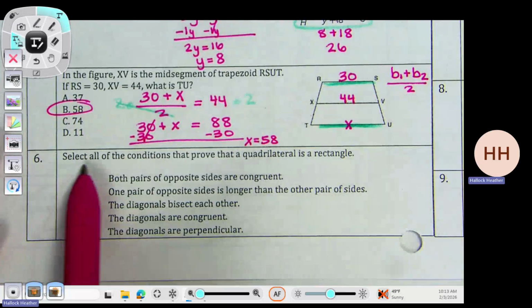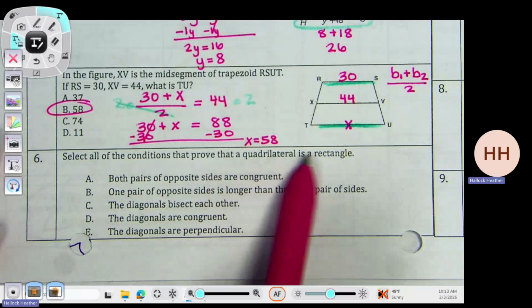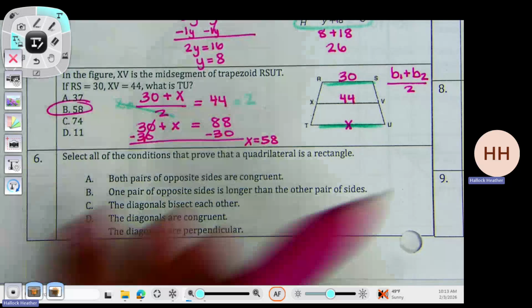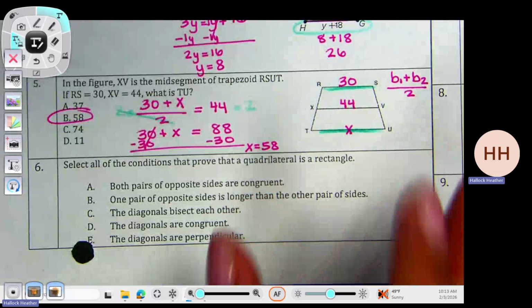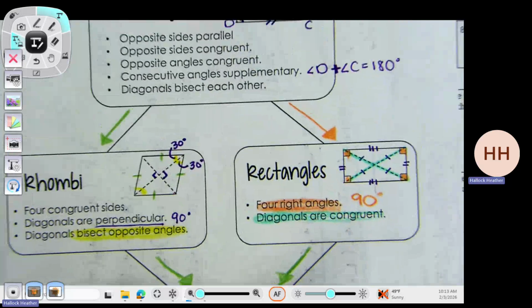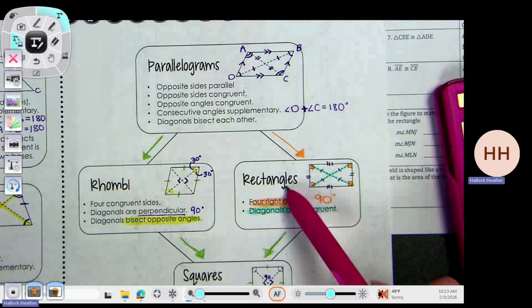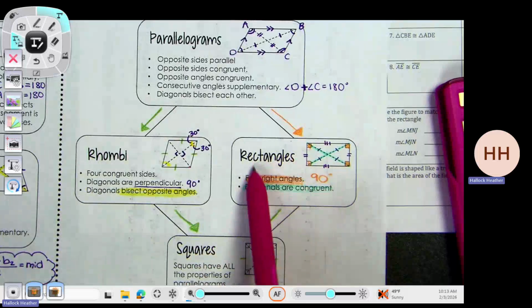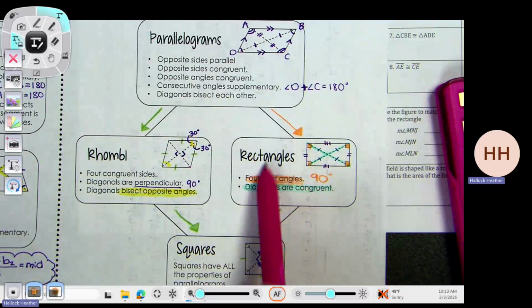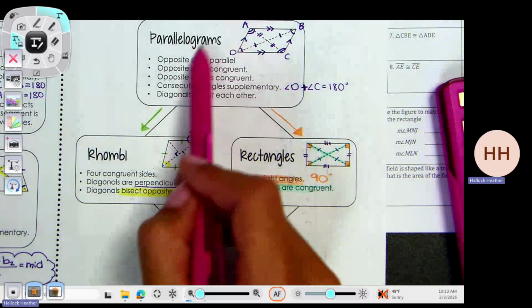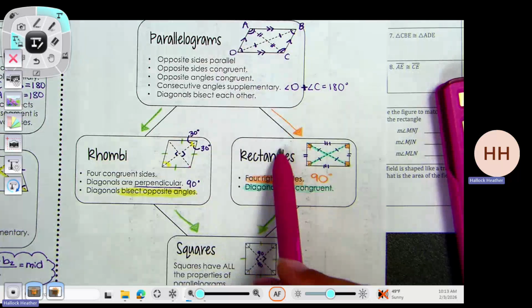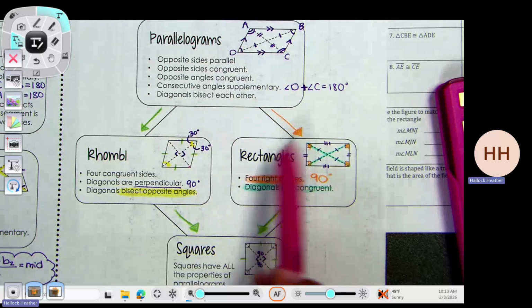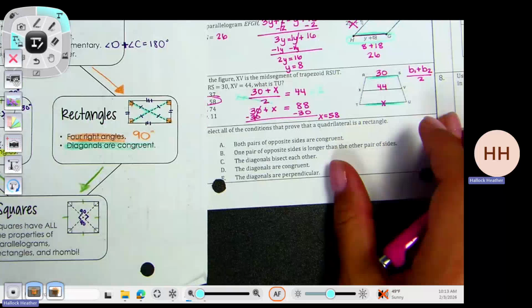Number 6 says select all the conditions that prove a quadrilateral is a rectangle. So whenever you're doing this one, I would use that sheet of paper. Look at here. We have to prove that a rectangle is a quadrilateral or a parallelogram. What's it say? Quadrilateral is a rectangle. So a rectangle is not just these properties. It's a family tree. So a rectangle is also a parallelogram. So anything in these two boxes makes a rectangle.